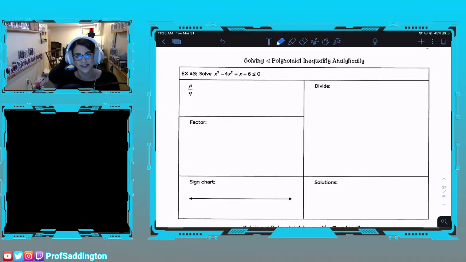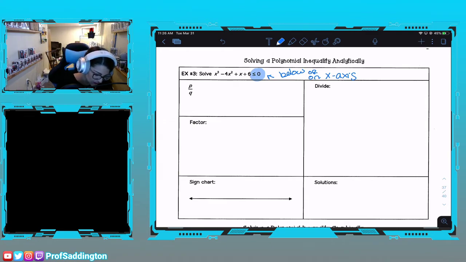All right, solving a polynomial inequality analytically. Wow, that was quite the mouthful. All right, P over Q. We remember this deal. But first, we have this less than or equal to 0. So what that means is we must be below or on, because it's or equal to, the x-axis. So if we were going to think of it visually, that's what it means. So anything above the x-axis, not an answer to this polynomial.